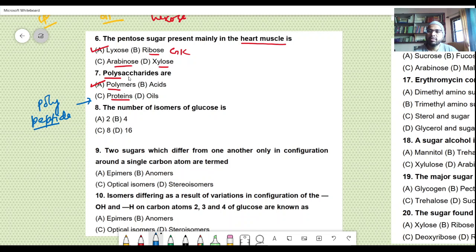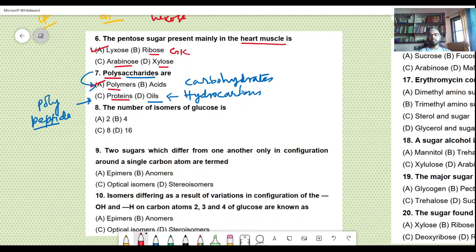Polypeptide is different from polysaccharide. Polypeptide is protein, polysaccharide is a polymer, and it's not an acid. It's not oil. Here you must know that oils we classify as hydrocarbons, and we do not confuse hydrocarbons with carbohydrates. These two are different things, and in carbohydrates we have hydroxyl groups like that.